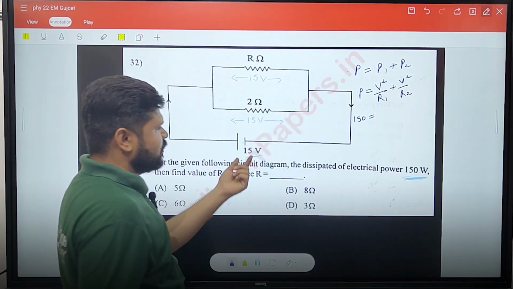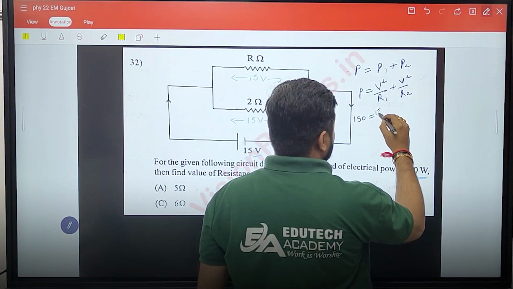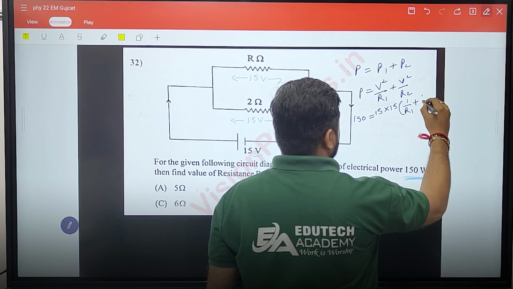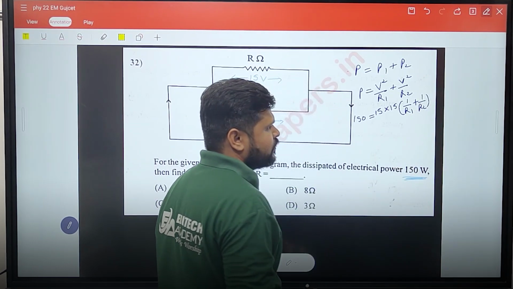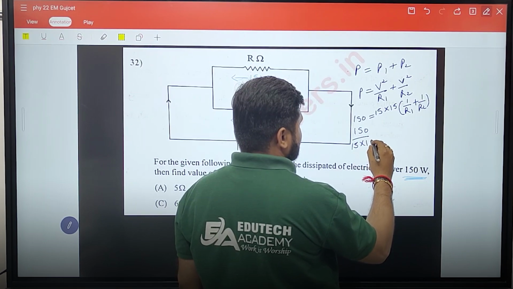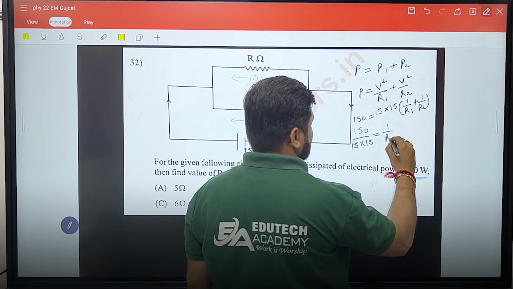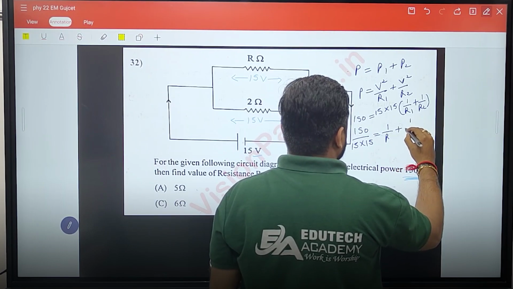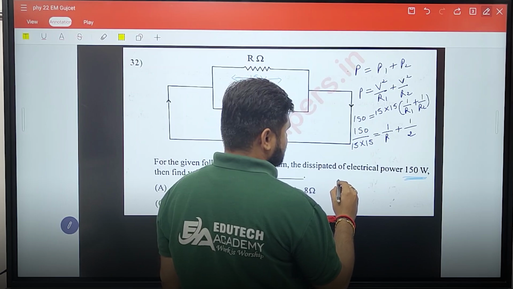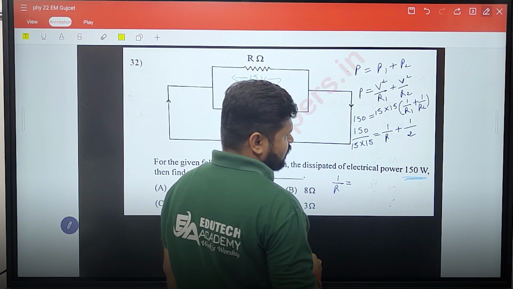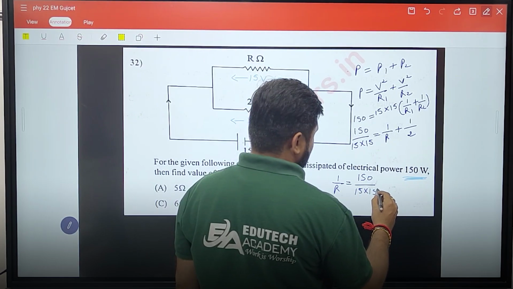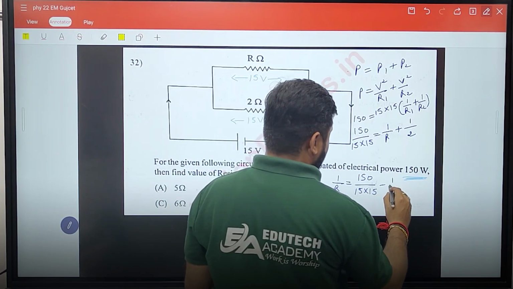V is common and that will be 15, its square. So 15 into 15 in bracket 1 upon R1 plus 1 upon R2. So 150 divided by 15 into 15 is equal to 1 upon R1 plus 1 upon R2. R1 is R, second resistance is 2. So just make the subject 1 upon R, that is 150 divided by 15 into 15 minus 1 divided by 2.